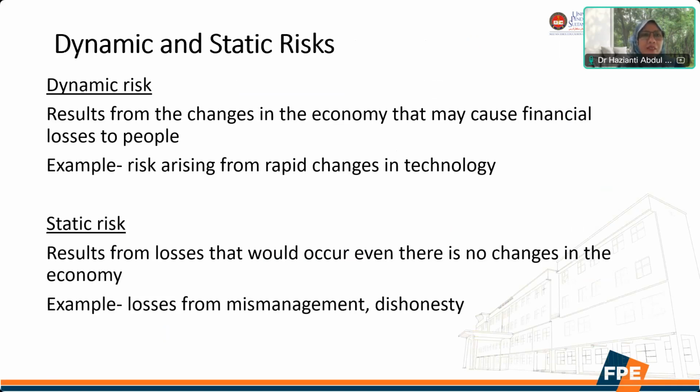Dynamic and static. Also, you can see that if we talk about dynamic risk, these actually result from changes in the economy that may cause financial losses to people. Because of those changes, there will be a financial loss. So for example, risk arising from rapid changes in technology. So those behind the technology are going to face the risk of being obsolete. Static risk, losses that will occur even if there are no changes in the economy. Nothing happened in the economy. Everything is going smoothly, all is well. But still there is a static risk. For example, losses from mismanagement, dishonesty. So these are static risks.